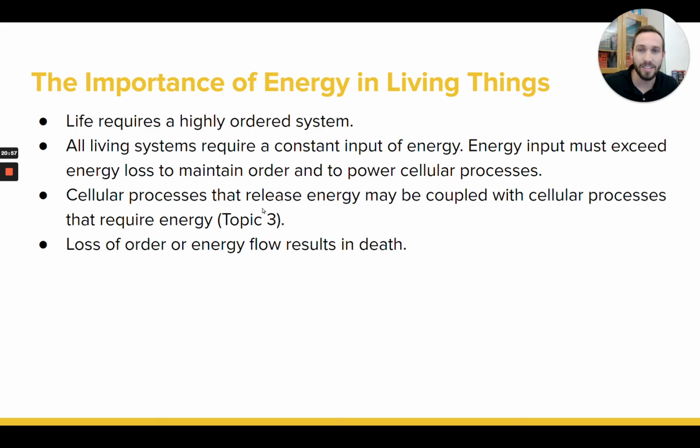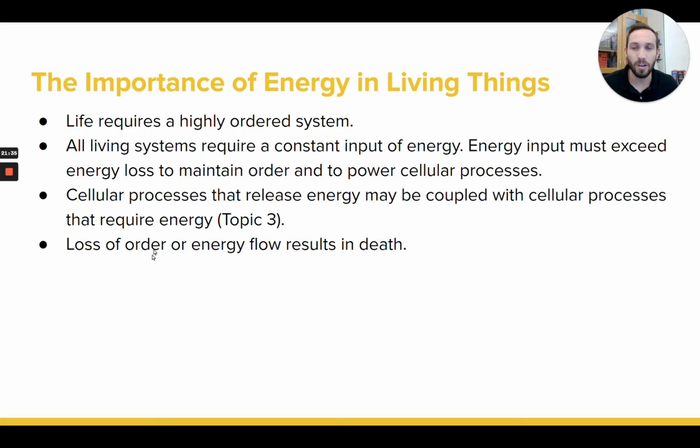And then it says cellular processes that release energy can be coupled with cellular processes that require energy. And we're going to talk about that more in topic 3. So there's lots of things that require energy happening inside of you that need to happen, or you're going to die. And there's things that release energy inside of you. And so your body and cells, and living things, they have found great ways to combine the two, where things are releasing energy, which are going to help power the things that require energy, which is basically going to involve endergonic and exergonic things happening at the same time. We'll talk about that in topic 3.